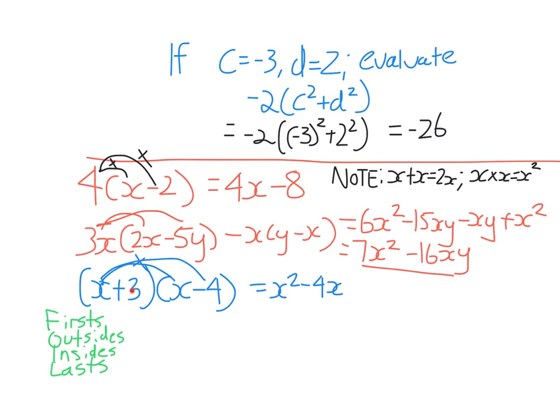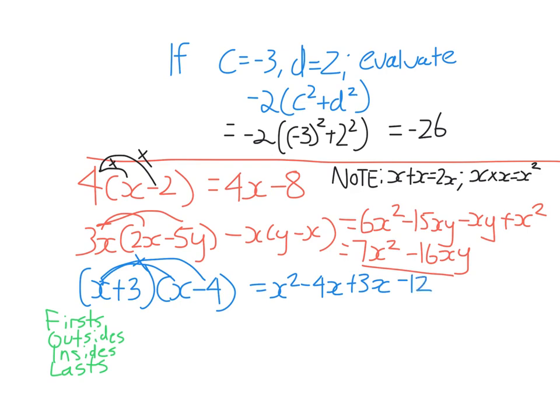Now, insides are the thing on the inside of each bracket. So it's positive 3 times x, which is just 3x. And then L, last, is the thing that occurs last in each bracket. So it's, in this case, 3 times negative 4, which is negative 12.